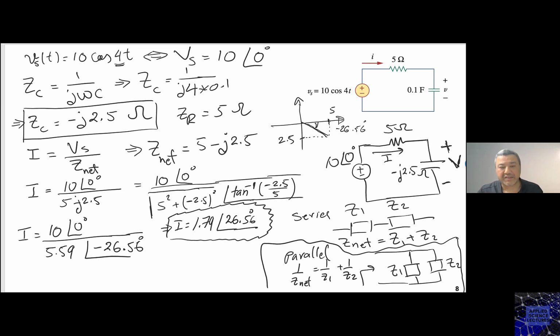Now, if I go to the time domain, this is the phasor. Remember, the question is asking for iT. Going to the time domain is the opposite of what we have done for the voltage source here. So I have iT, 1.79. When we're trying to find the angle, you just take the numerator minus the denominator to get the angle.